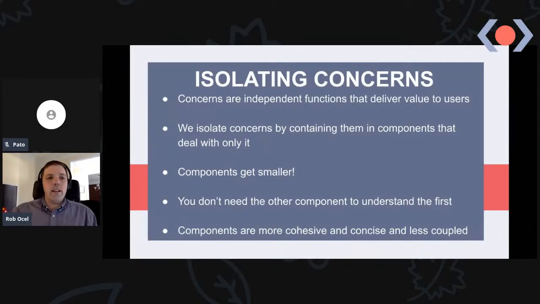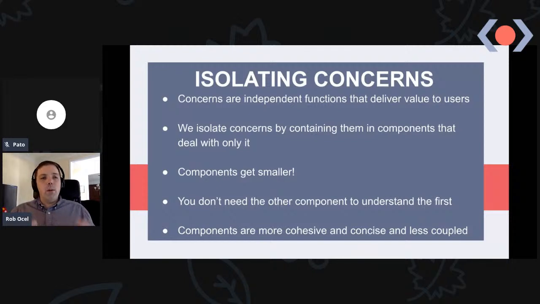So the next strategy is to prefer components that isolate concerns. Now, concerns are like independent functions that deliver value to our users, which is not a great definition, but I needed something for the slide. And we isolate these concerns by containing them in components that deal only with that concern, right? So each concern is dealt with in only one place, and hopefully every place only deals with one concern. That's a perfect world when we're dealing with these components. What happens when you do that?